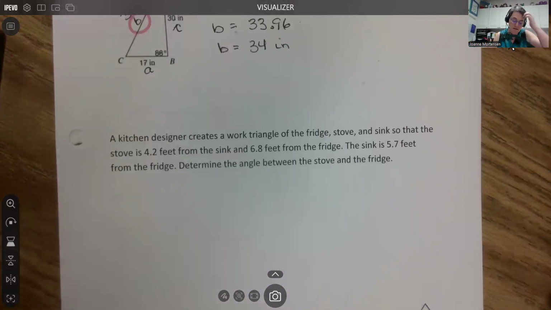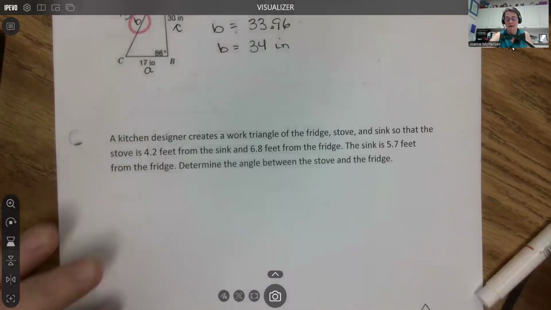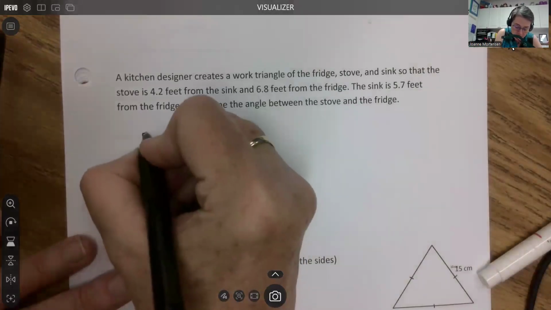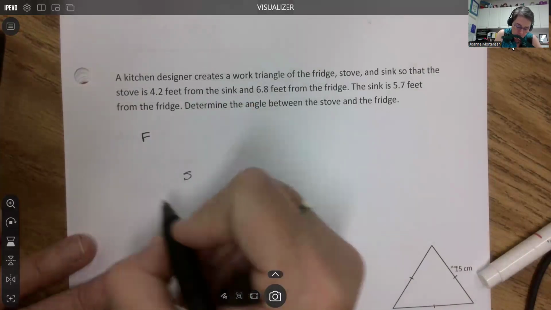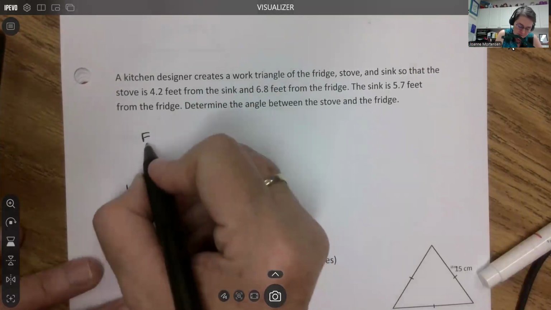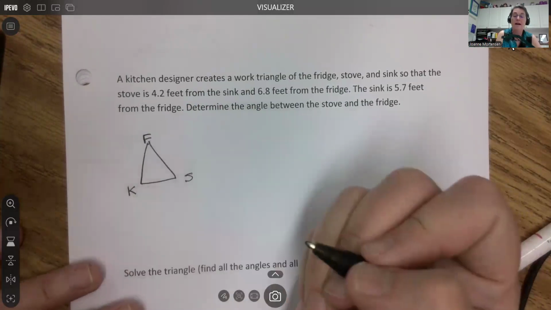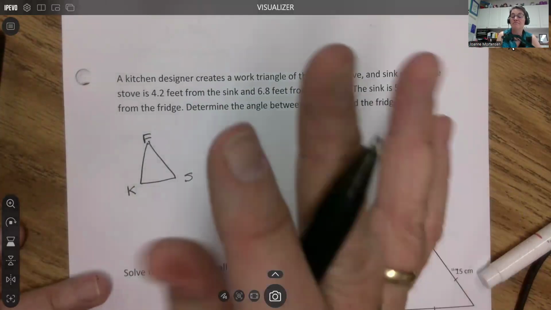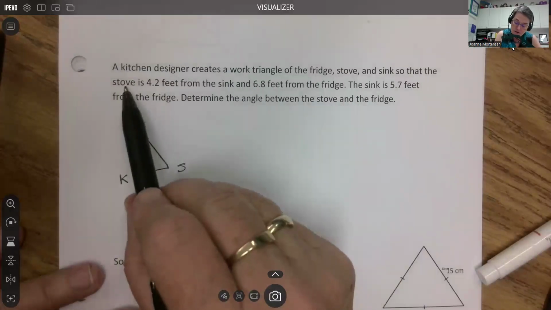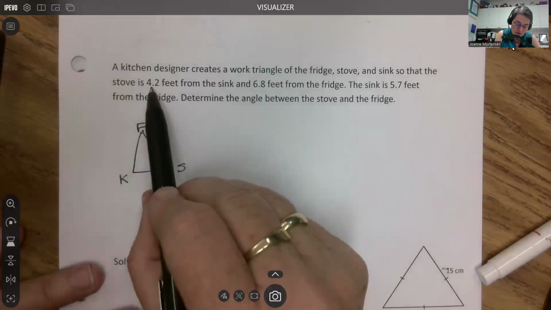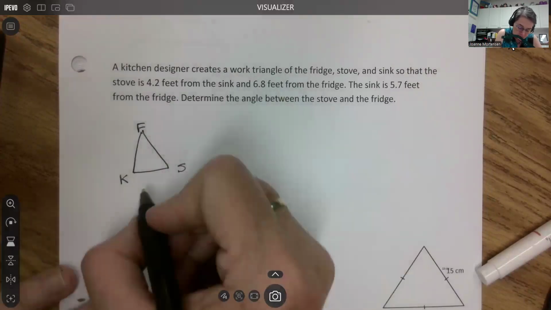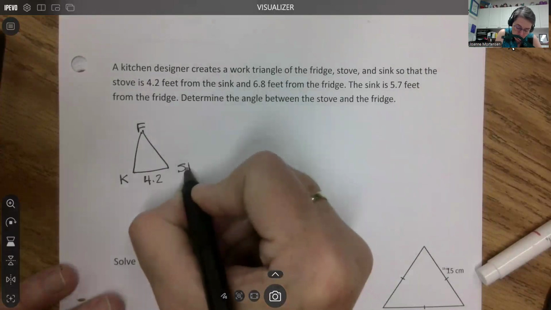Oh no, not a question without a diagram. All right, I've got a fridge and a stove. Okay, K is for sink. I have no idea what my diagram is going to look like, so I'll fix it in a minute. I just need something so that the stove is 4.2 feet from the sink. So this is 4.2. I better write the words because I'm going to forget.